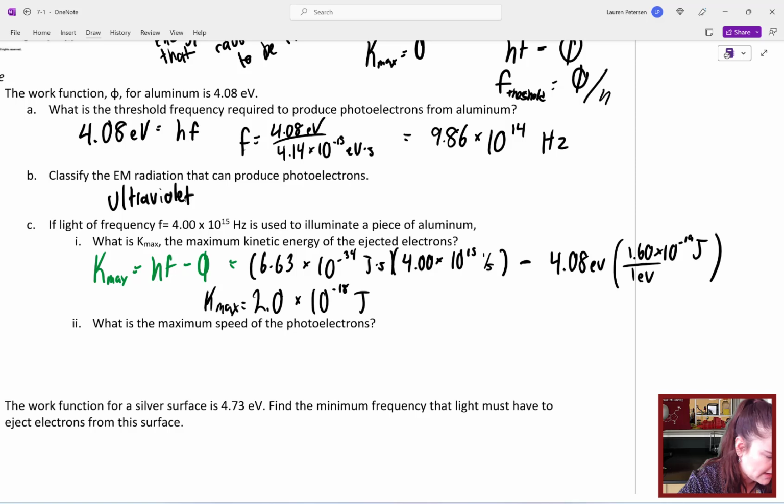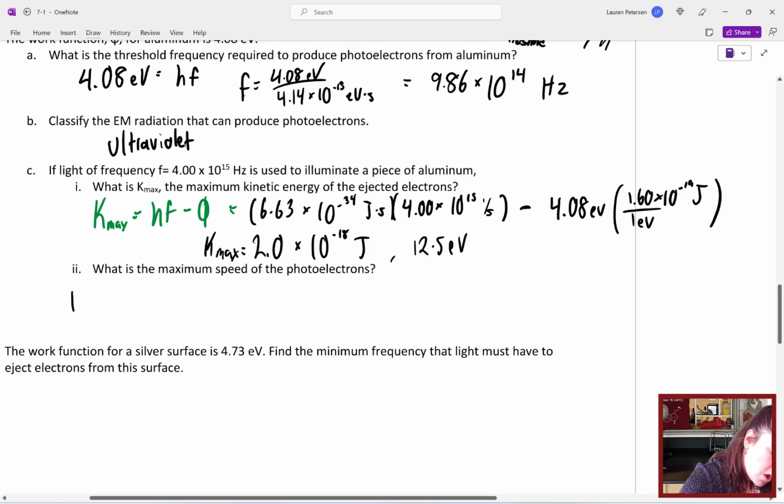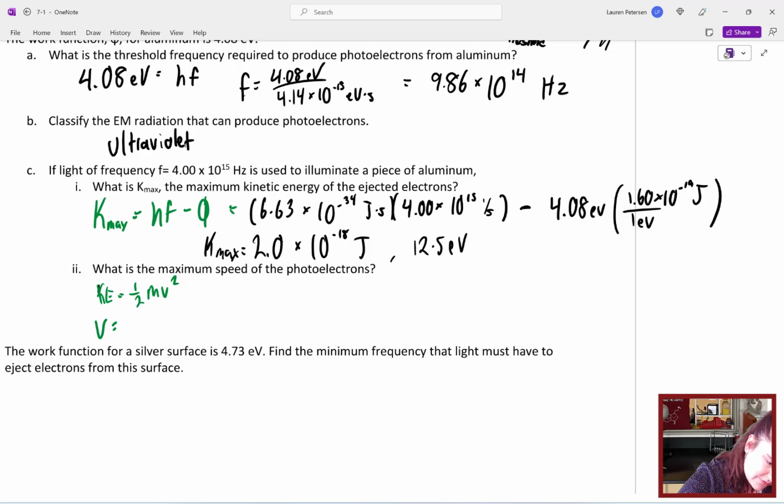Which if you solved this out in electron volts, I believe it is 12.5 electron volts. Let me check. Divide this by 1.6 times 10 to the negative 19. 12.5 electron volts. So the maximum speed of those electrons, well, if we know their energy, we know kinetic energy is 1/2 mv squared. So if we're solving for that velocity, multiply both sides by 2, so we have 2 times the kinetic energy divided by the mass, and then take the square root of it.